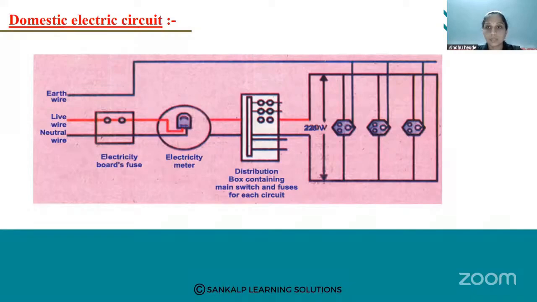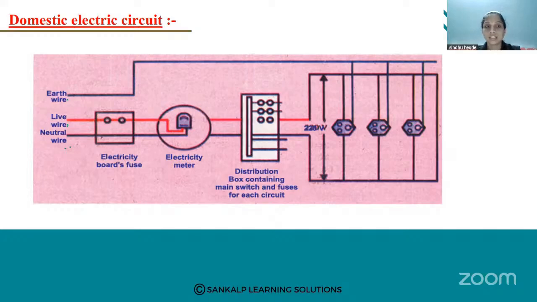Through some electric circuits, right? See here, this is the main electric circuit for our households. This circuit mainly contains three types of wires.